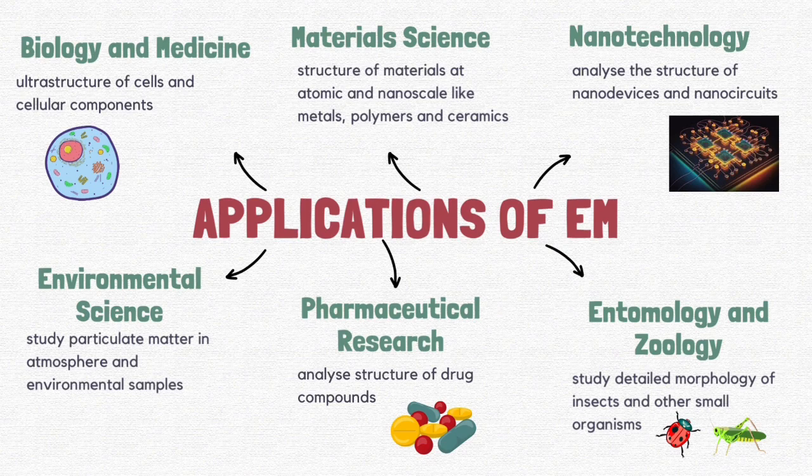Next, in material science, electron microscopes are essential for characterizing the structure and properties of materials at the atomic and nanoscale. These include metals, polymers, and ceramics. Electron microscopes are also used in nanotechnology because they play a vital role in the development and characterization of nanomaterials.